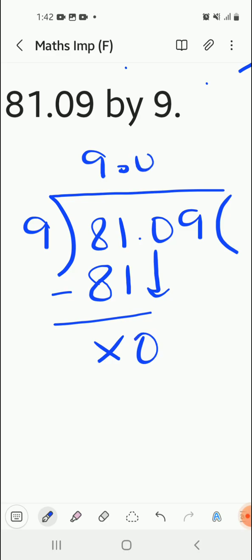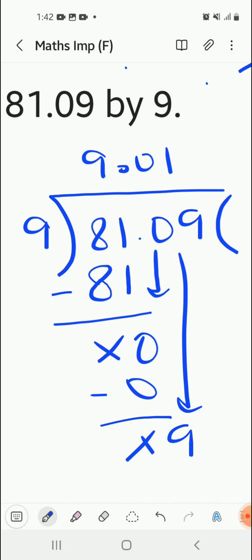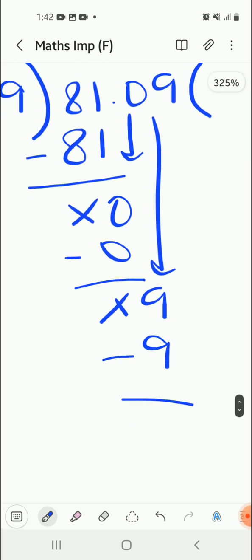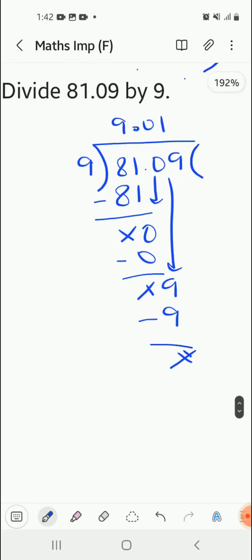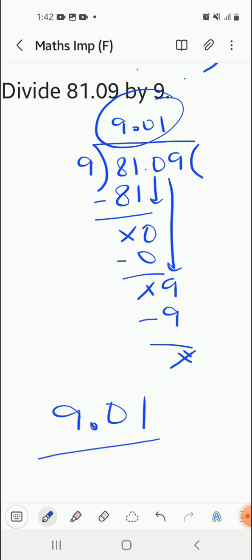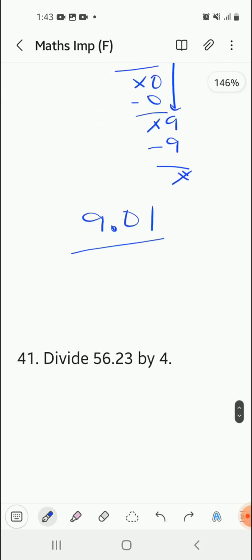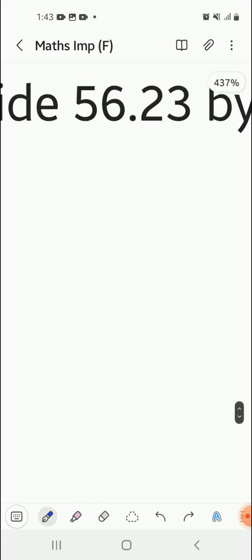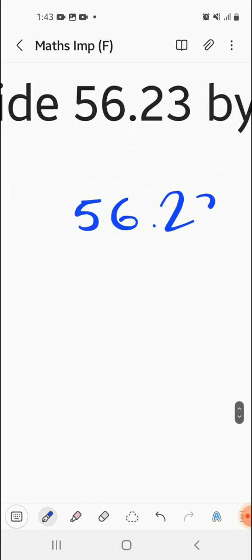Then 0 into 0 is 0. Then we have 9 here. So 9 ones are 9. So my answer becomes 9.01. So this is my answer. Moving on to the next question. Divide 56.23 by 4.